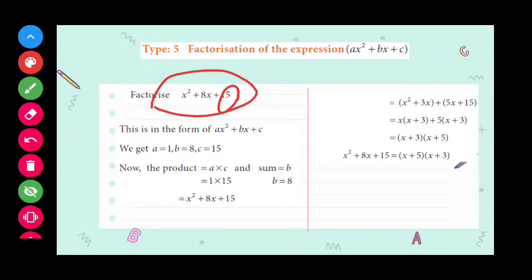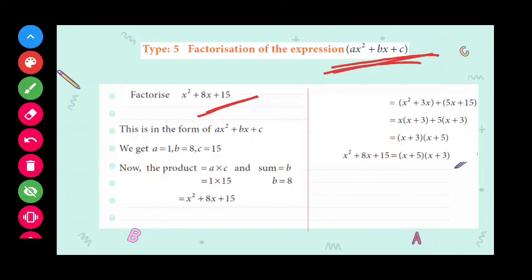Okay, is 15 a square number? No, 15 is not a perfect square of any number. Is 15 a cube number? No, 15 is not a perfect cube of any number. So 15 is neither a perfect square nor a perfect cube, so you cannot use any identity here. In that case, you should use this factorization method.